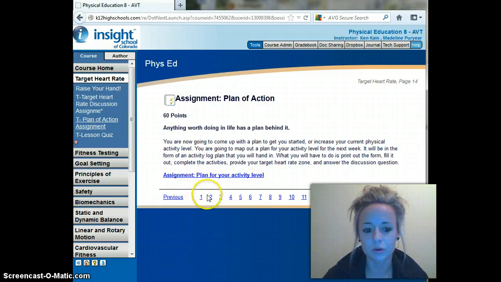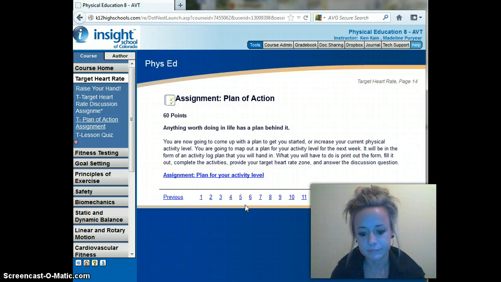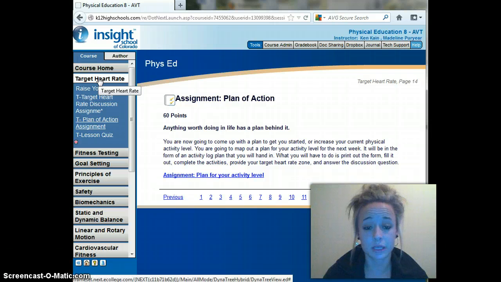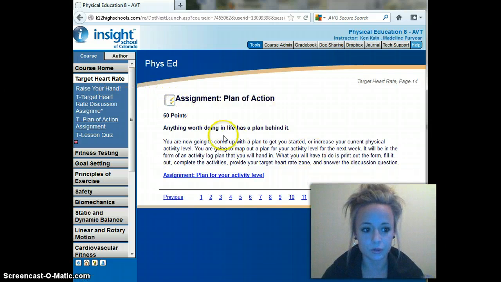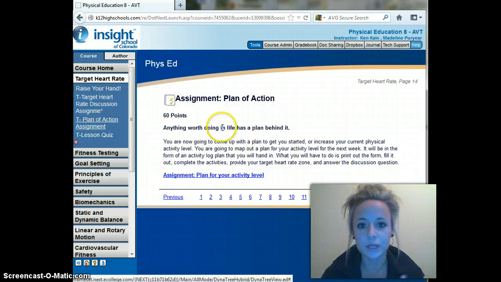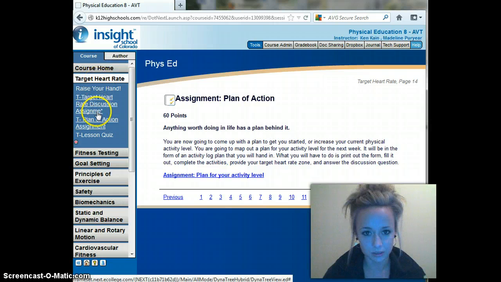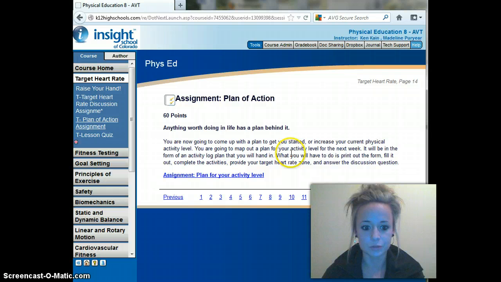What I'd like you to do is go through each of these tabs. It's going to talk about target heart rate, how to find your pulse, and why target heart rate is important. So we'll go over each of those briefly together right now. If you've already gone through the unit and you're coming back, there's a quick link on the left hand side under target heart rate, and you can just click on that quick link and that'll take you straight to this page too.